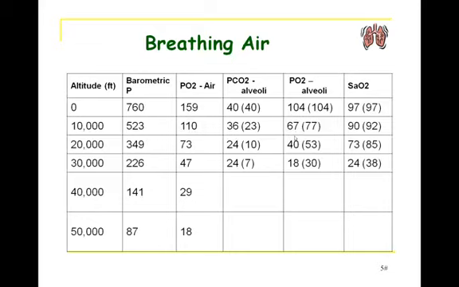You also, remember, get that exchange across the respiratory membrane. You'll notice there are numbers in parentheses. The numbers in parentheses are what you would see with someone who's been acclimatized to the higher altitude. What you'll notice too is the saturation of hemoglobin also declines as you go to higher altitude.